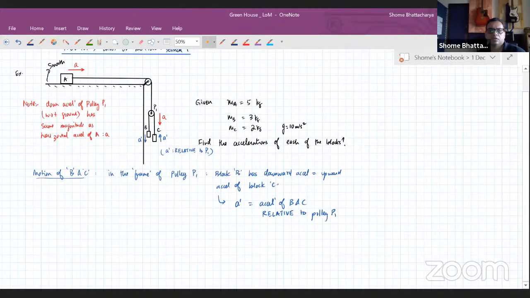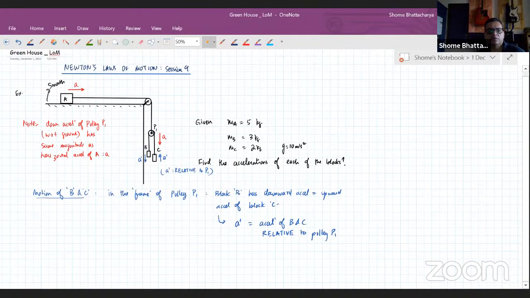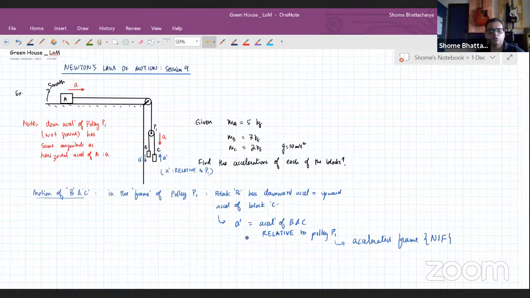Let's see what is happening. The thread length between B and C is a fixed length. So with respect to the pulley, if block B comes down a certain distance, C has to go up by the same distance. Hence these two a primes are the same, but they are relative to the pulley P1. And the pulley P1 is which type of frame? It is an accelerated frame, so it is a non-inertial frame. So this a prime is the acceleration of blocks B and C in the non-inertial frame of the pulley P1. So that's how we have to solve this.